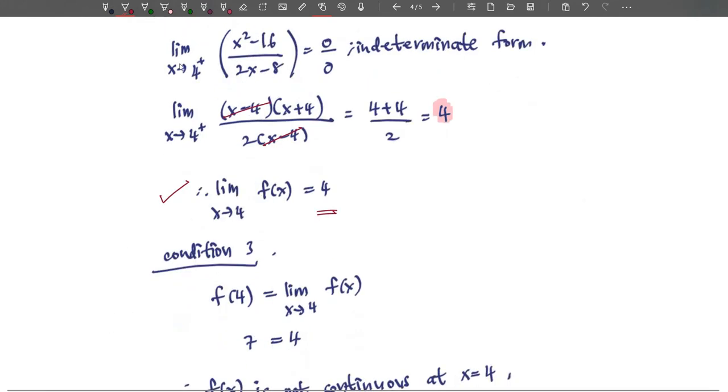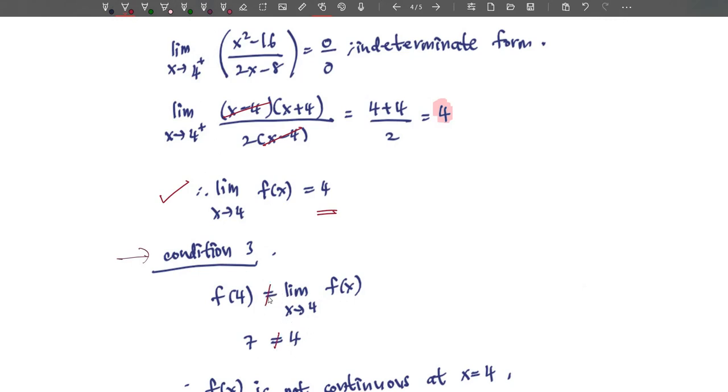So, we need to do the third condition, condition 3. For the third condition, you need to write first f(4) equal to the limit of f(x) when x approaches 4. And then write the values: 7 equal to 4. This is impossible. 7 does not equal 4. So, just write not equal here like this.